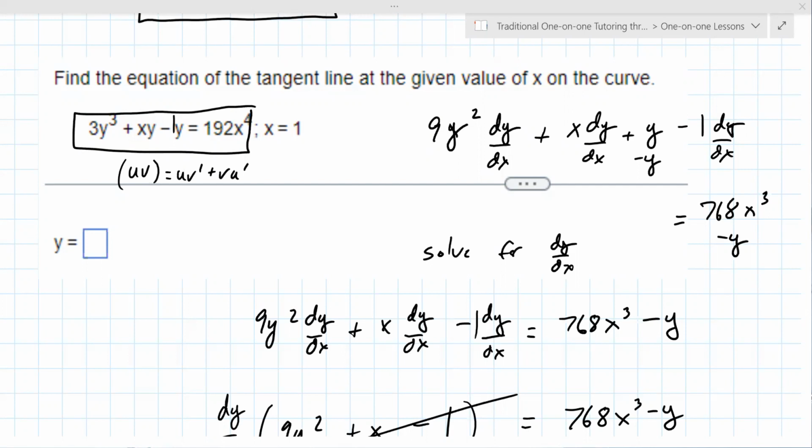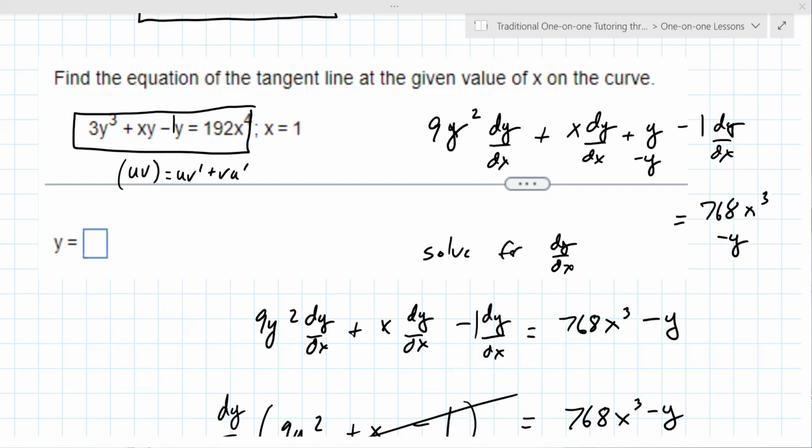All right. Okay. Wow, that's really horrible. 3y cubed plus xy minus y equals 192x to the fourth. X equals 1. Get this snipped in. Why don't they intersect? All right. Grabbing a snip now.